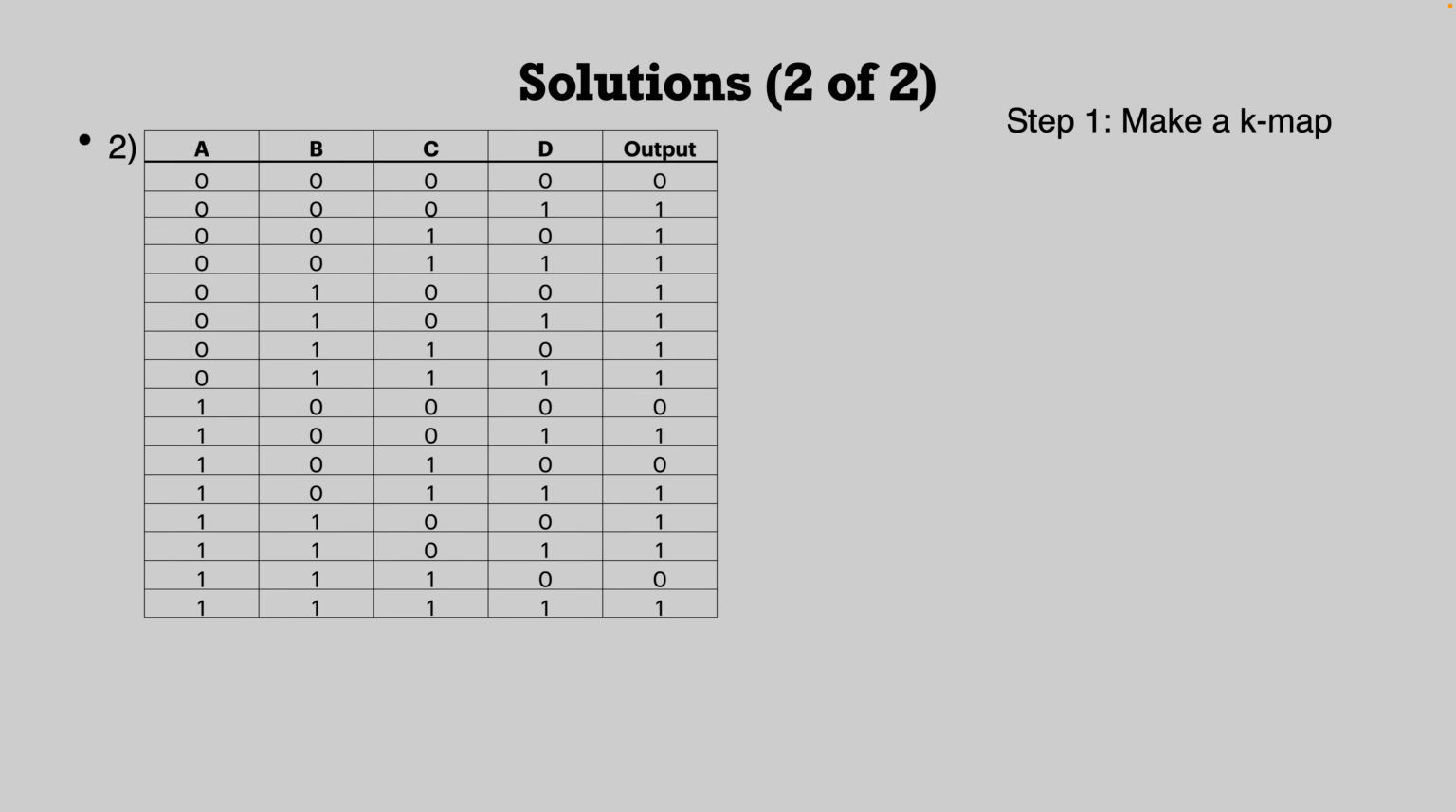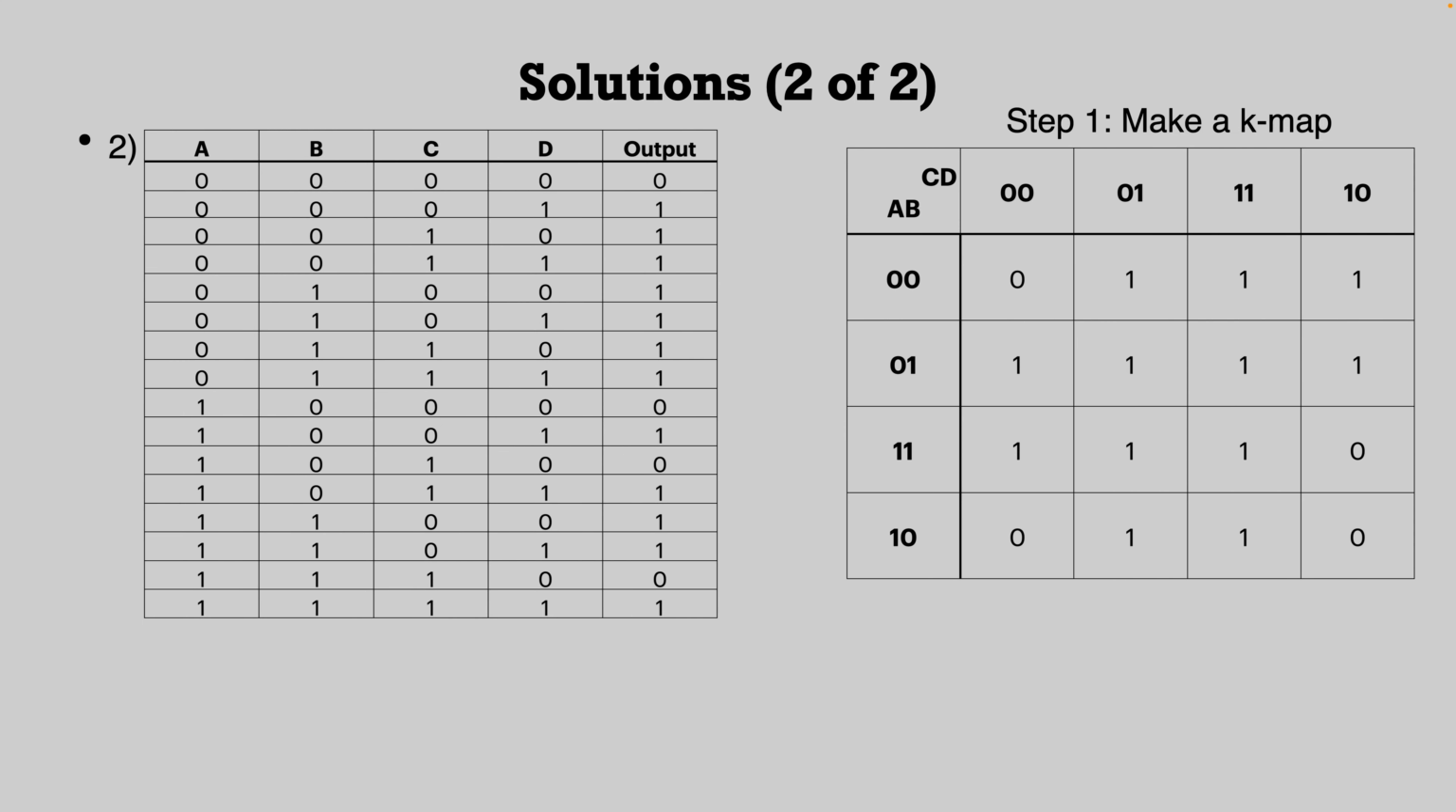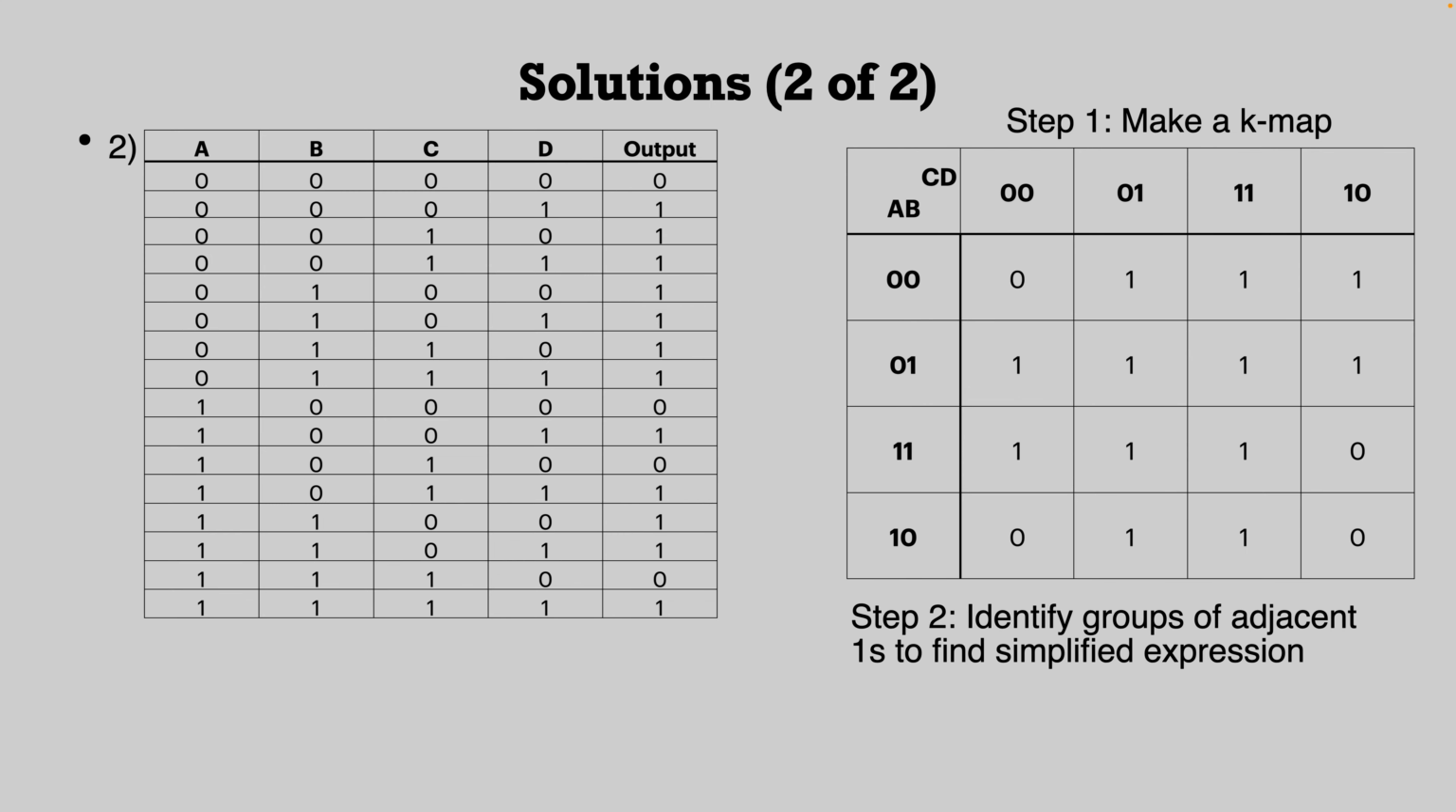So that brings us to our second one, which is this truth table. Since it's in a truth table already, we can skip that first step of making a truth table and make a K-map. So here's our K-map for it, using our gray code. So yeah, next we will identify the groups of adjacent ones to find our simplified expression.